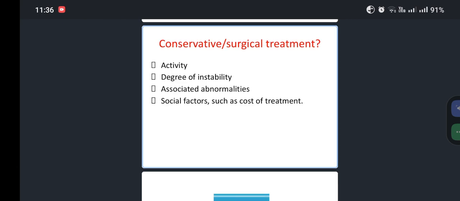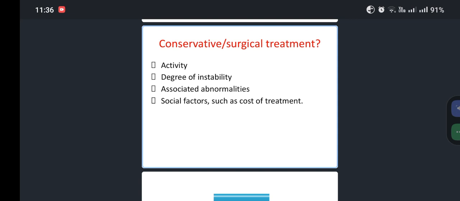The next heading is how the orthopedic surgeon decides whether to go for conservative or surgical treatment for ACL tear. It depends on different factors. The first factor is activity. A sedentary individual can usually function with some loss of knee stability and can accept a return to pre-injury activities following a course of non-operative management.